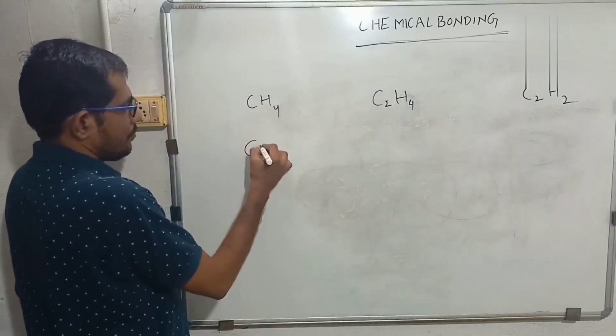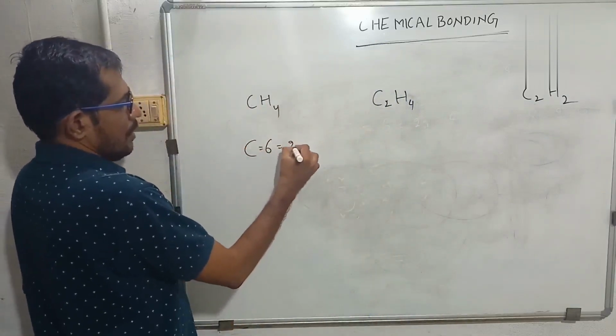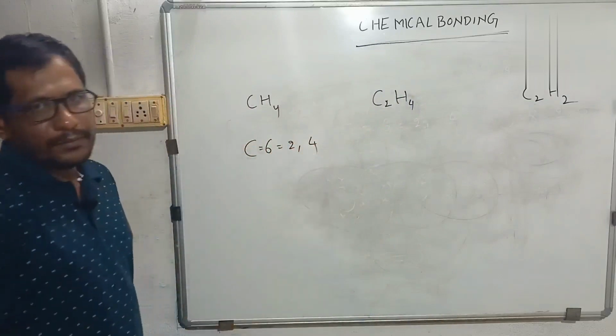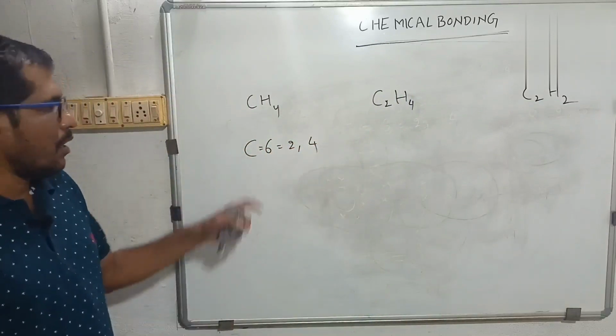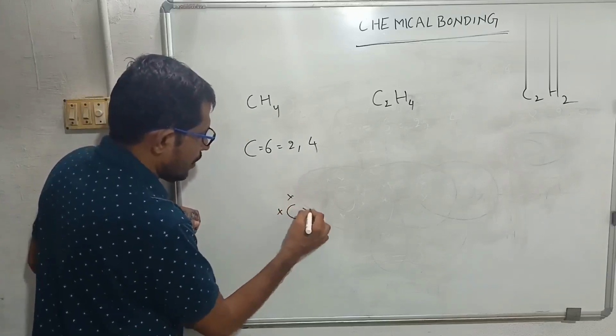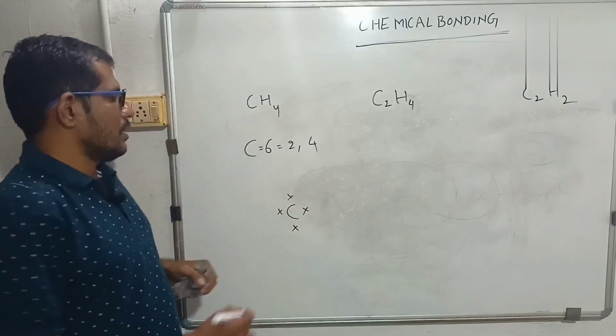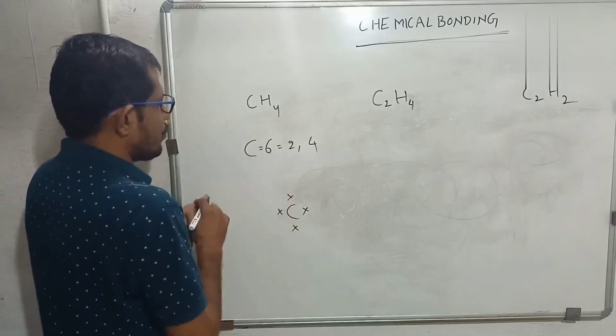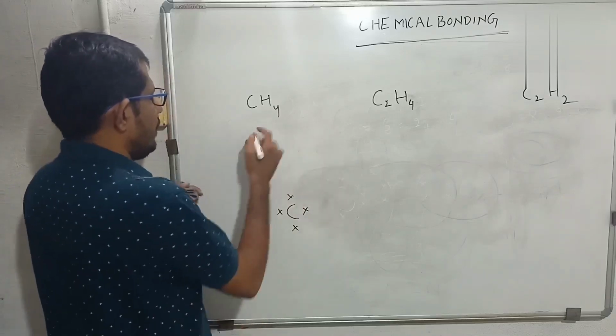First write the carbon. What is the atomic number? 6. Electronic configuration is 2, 4. So there are 4 electrons around the carbon. Hydrogen atomic number is 1. I am writing here.